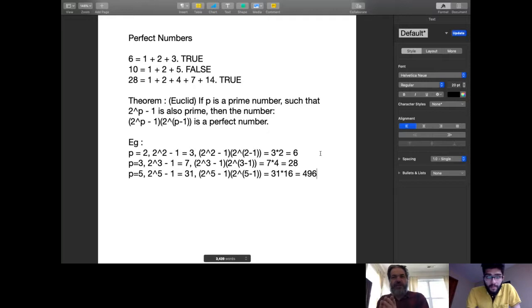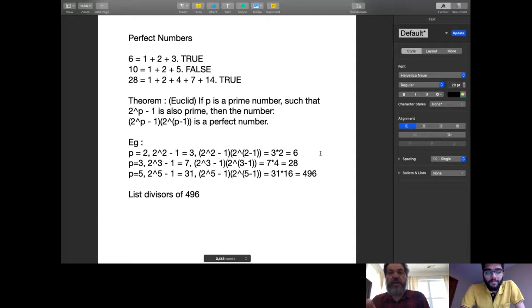Now let's check that 496 is a perfect number. Let's list all the divisors of 496.